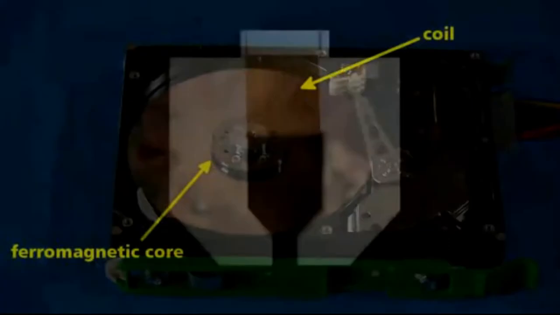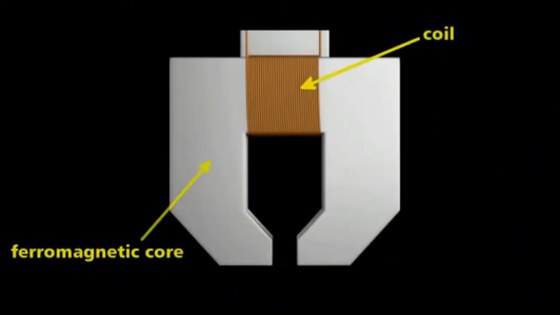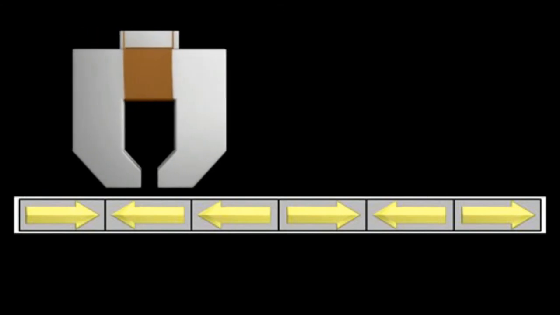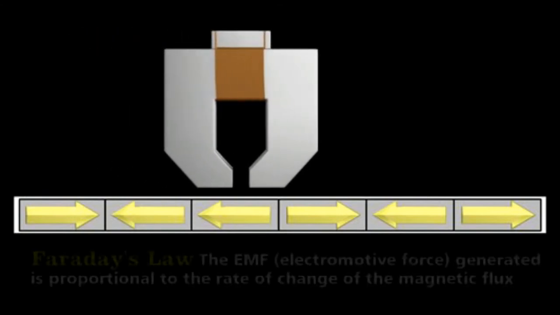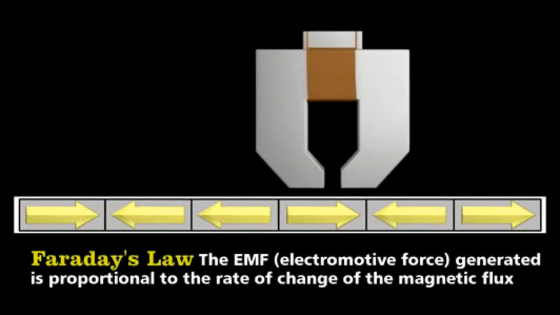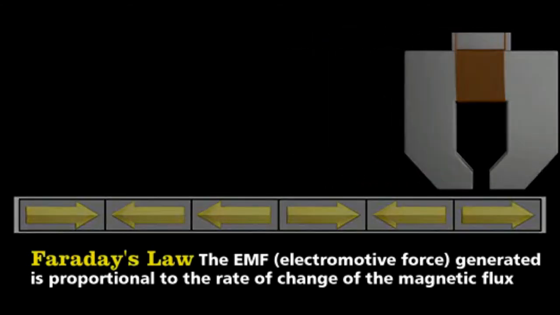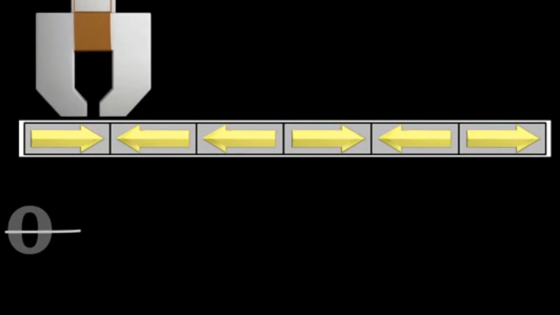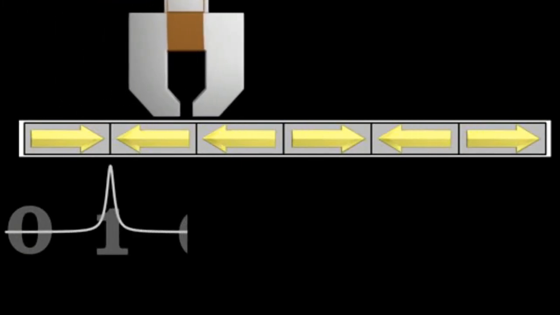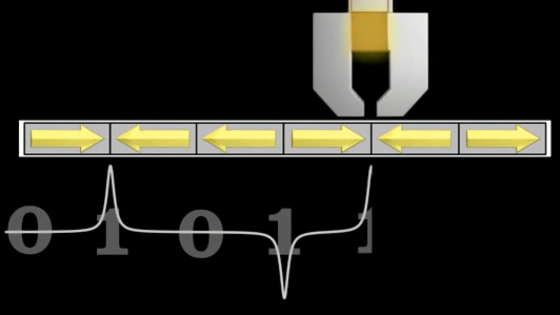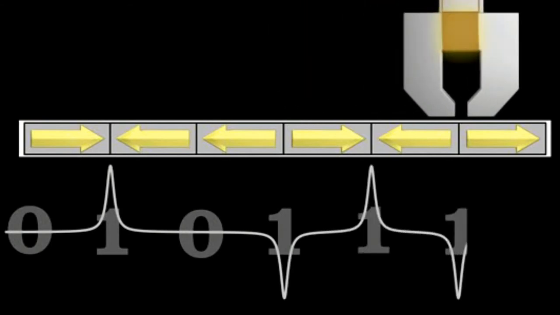At its simplest, it's a piece of ferromagnetic material wrapped with wire. As it passes over the magnetized sections of the platter, it measures changes in the direction of the magnetic poles. We call this Faraday's law. A change in magnetization produces a voltage in a nearby coil. So as the head passes a section where the polarity has changed, it records a voltage spike. The spikes, both negative and positive, represent a 1, and when there is no voltage spike, that corresponds to a 0.